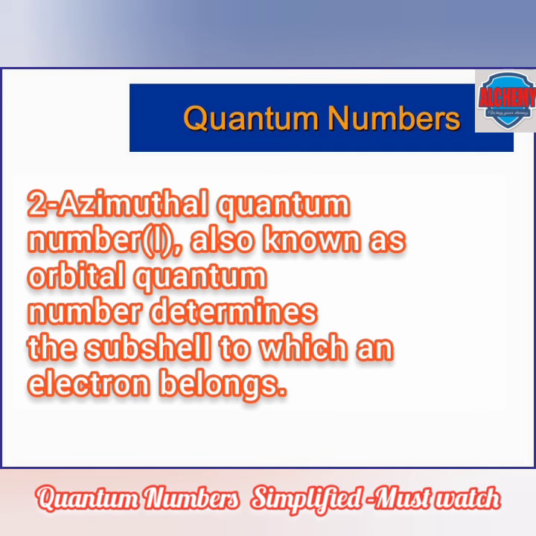The second quantum number is the azimuthal quantum number. It is represented by the symbol l. It is also known as the orbital quantum number. This quantum number determines the subshell to which each electron belongs. The shells are further divided into subshells, and the azimuthal quantum number l gives information about the number and shape of these subshells.